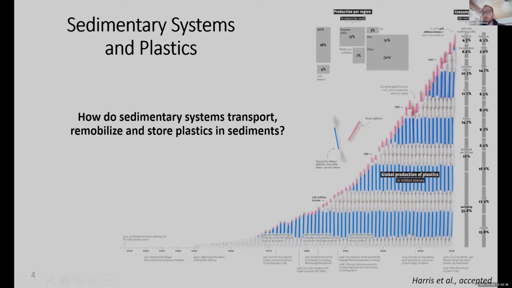And this has been an increasing concern in recent years, where from the production of the first plastics in the 1950s to the present day, we have this exponential increase in the amount of plastic production, but also the amount of mismanaged plastic waste that we find as well.